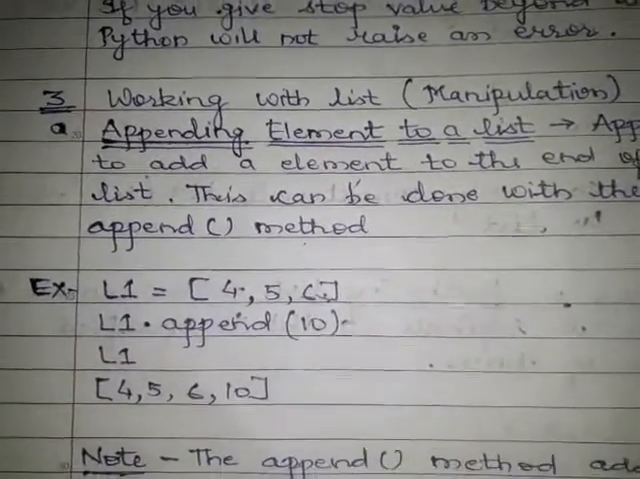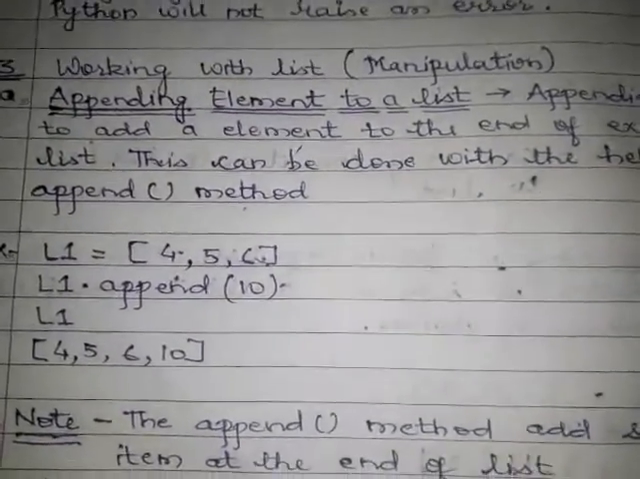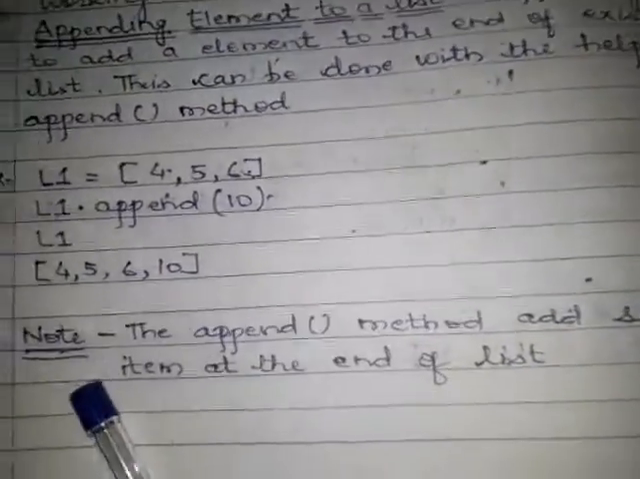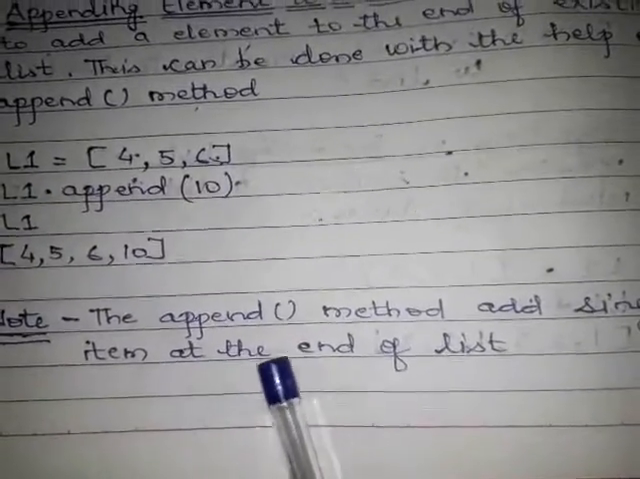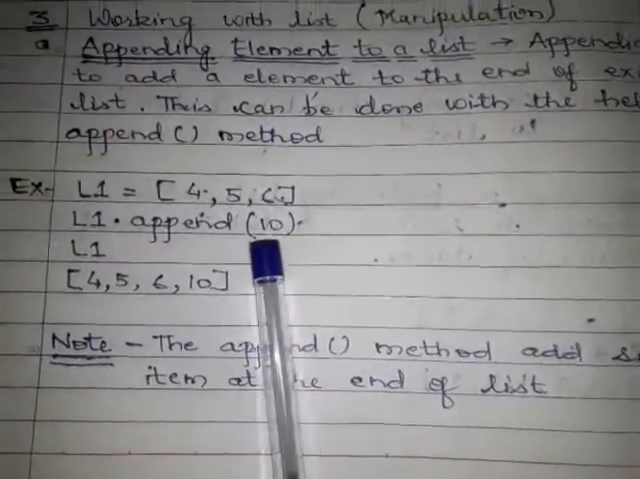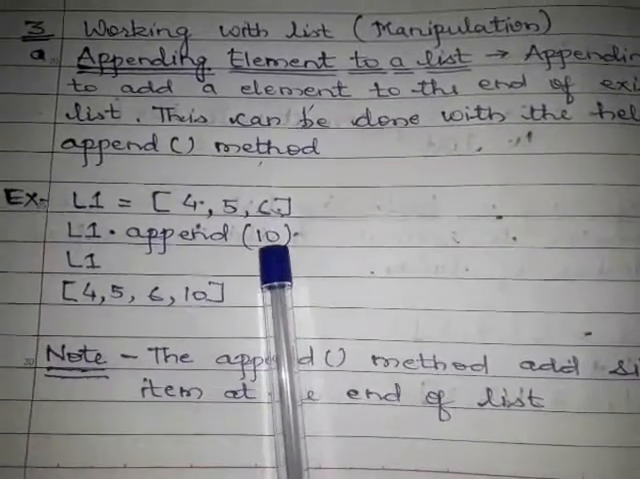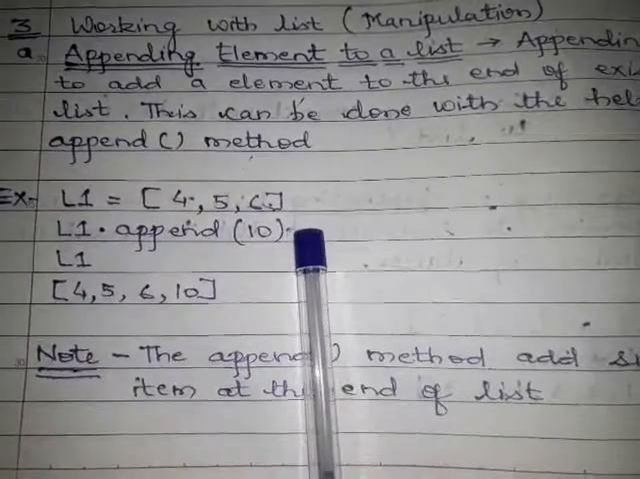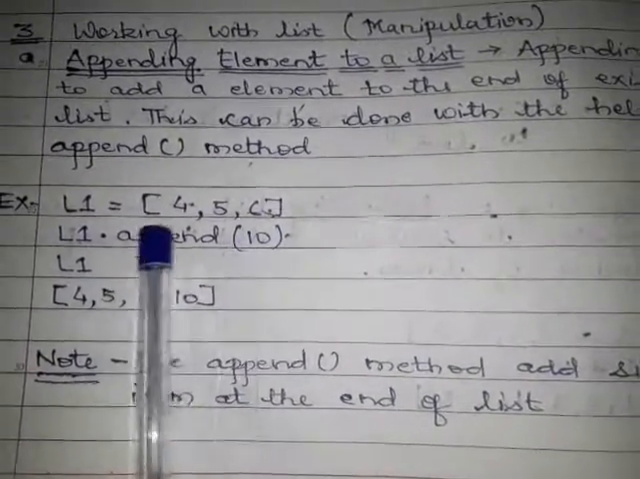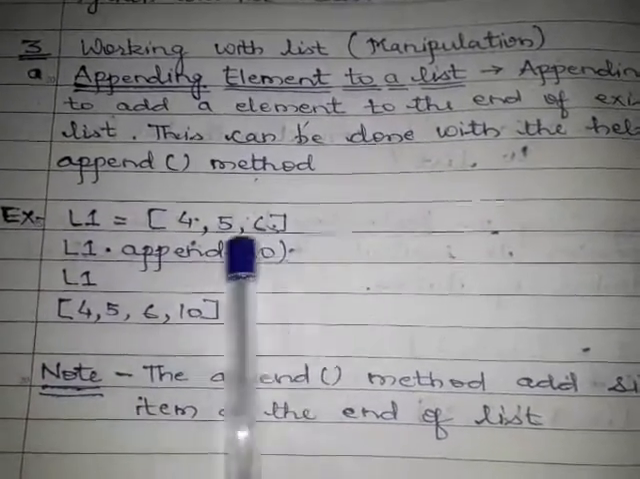Okay, so you can use the append method to add a single element. A note is also written over here. The append method adds a single item at the end of the list. So it means you can add a single value at the end of the list, not two values. If you write 10 comma 12, it will raise an error. So only a single element is added at the last of the list. This is the append method.